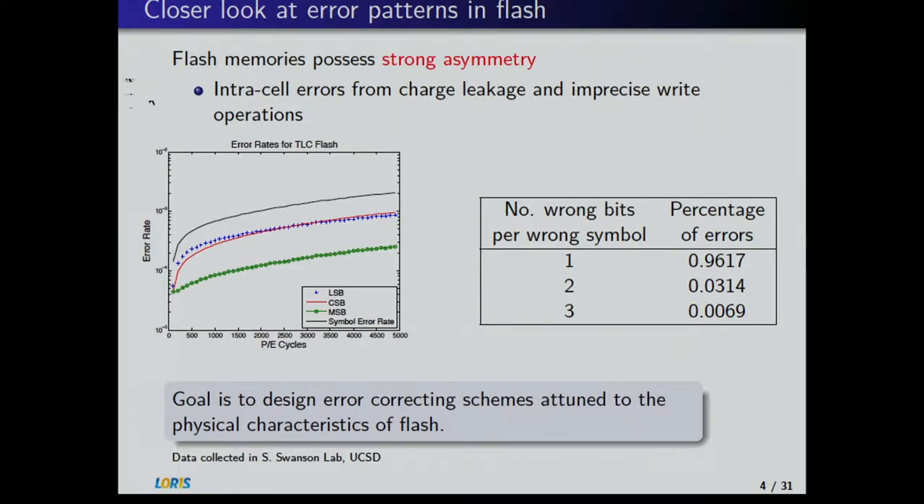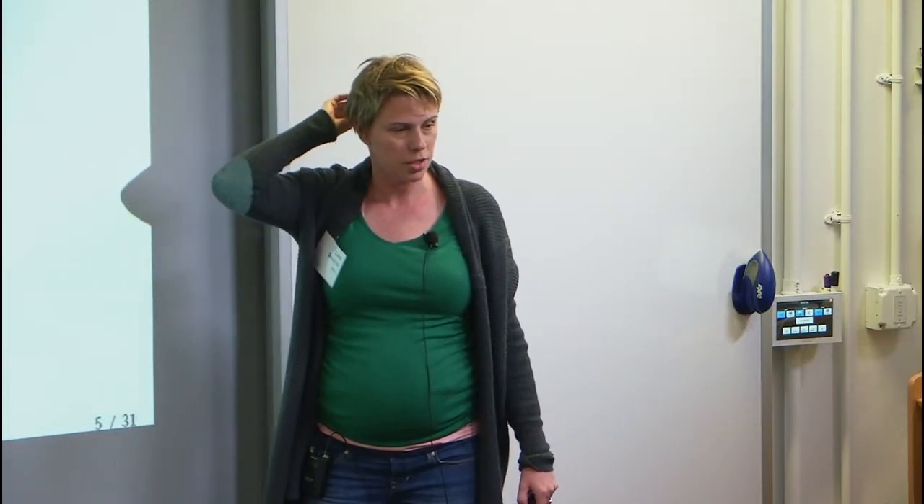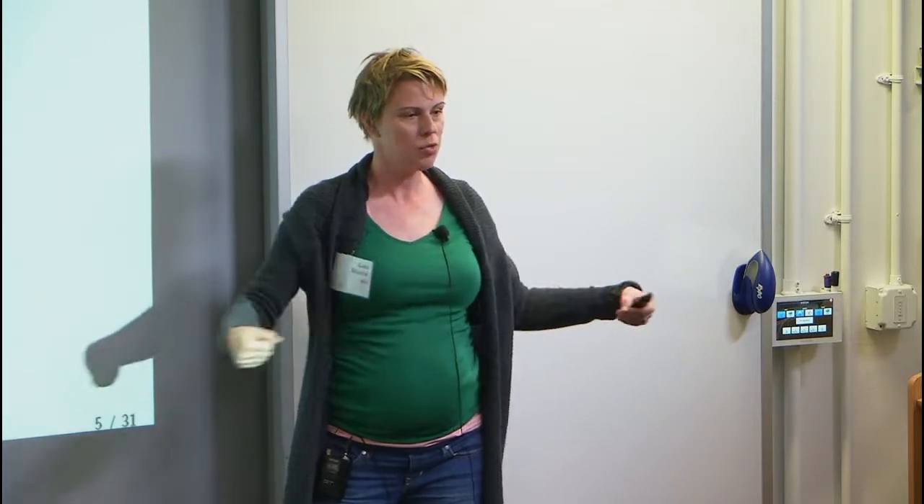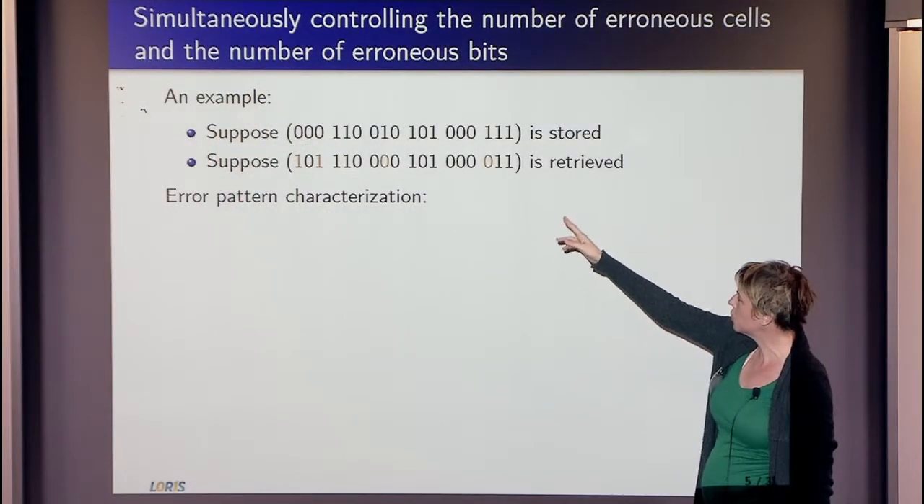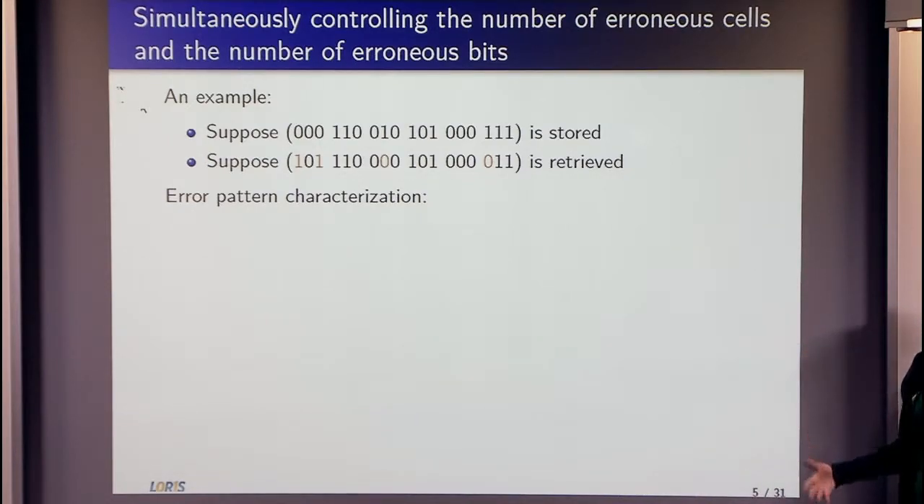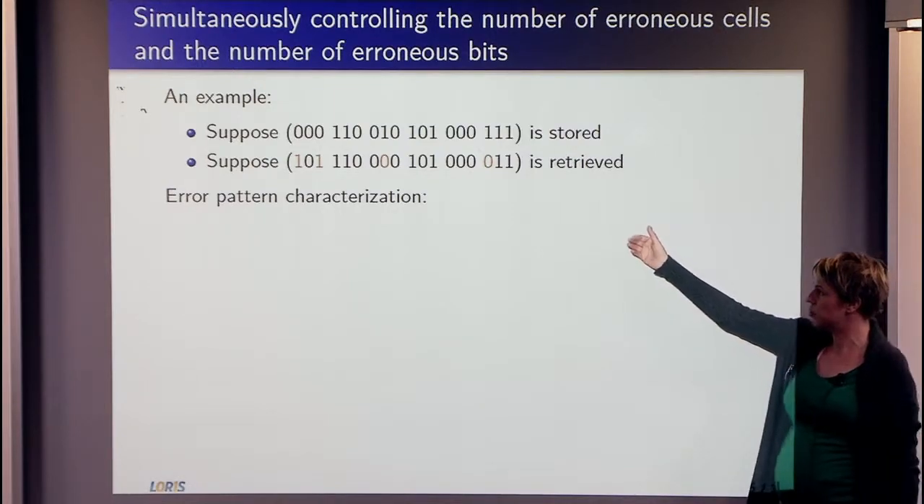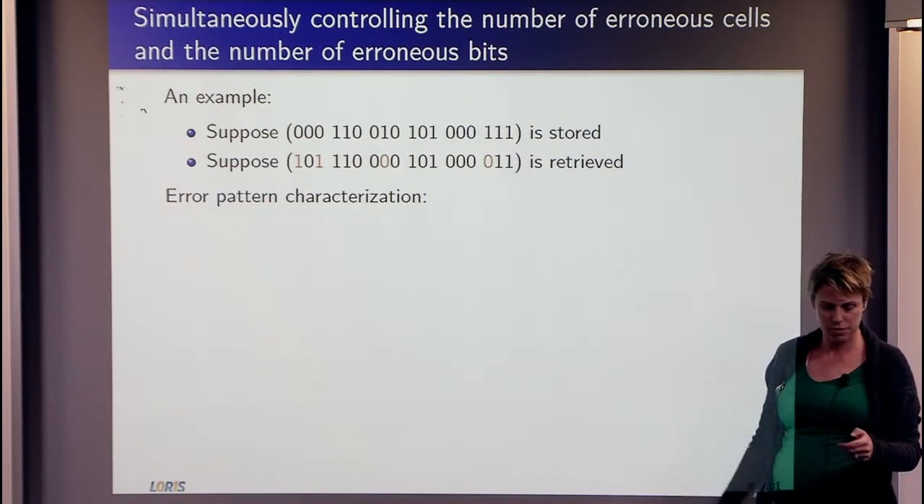So the goal is to construct a coding scheme that works with, rather than ignores, these properties of the error patterns that we have encountered. Let's do an example. Suppose this sequence is stored. The way I'm grouping the information here is in triplets, so each triplet corresponds to 1 cell, since we are storing 3 bits per cell. Now I'm just unfolding them into a long sequence of zeros and ones. You can think of this as 1, 2, 3, 4, 5, 6 cells, each storing 3 bits. Because of the errors that have happened for a variety of reasons that we mentioned before, what we see is not what we stored originally. In fact, I'm marking in color where the differences are.